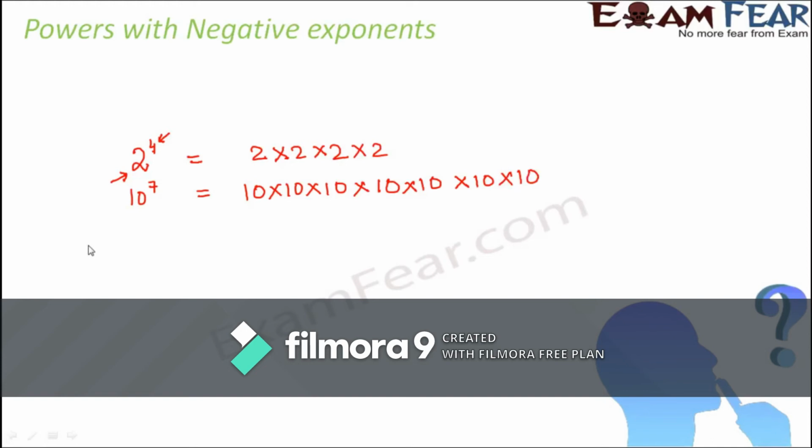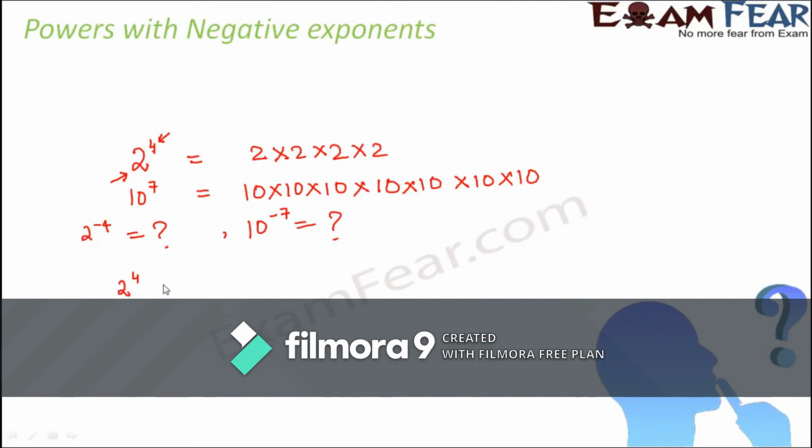Now the question is, what does 2 to the power minus 4 mean? Or what does 10 to the power minus 7 mean? Now 2 to the power 4 and 2 to the power minus 4 definitely cannot be the same thing. So they need to be something different. So what is it? Now let's do this exercise.